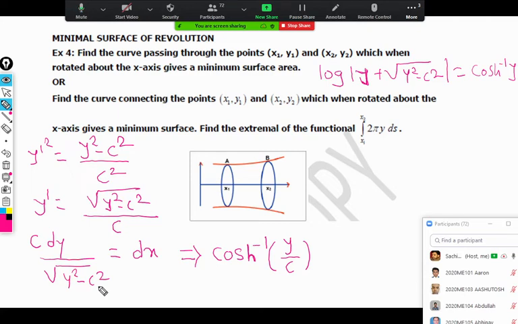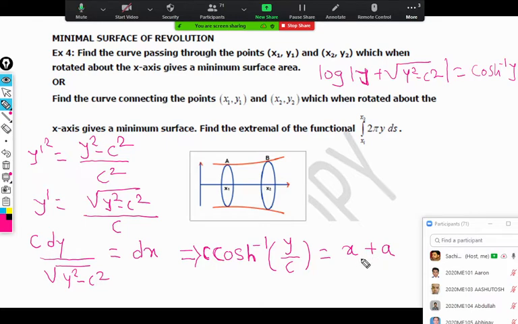Just like you know the integral of dx upon root of a square minus x square is sine inverse of x upon a. In the same way, here is one formula: the integral of the left hand side is cos h inverse of y by c, and c will remain outside. So c into cos h inverse y by c is equal to the integral of dx, which is x plus a. I'm taking a as the constant of integration. If you're not happy with a, you can take c1.